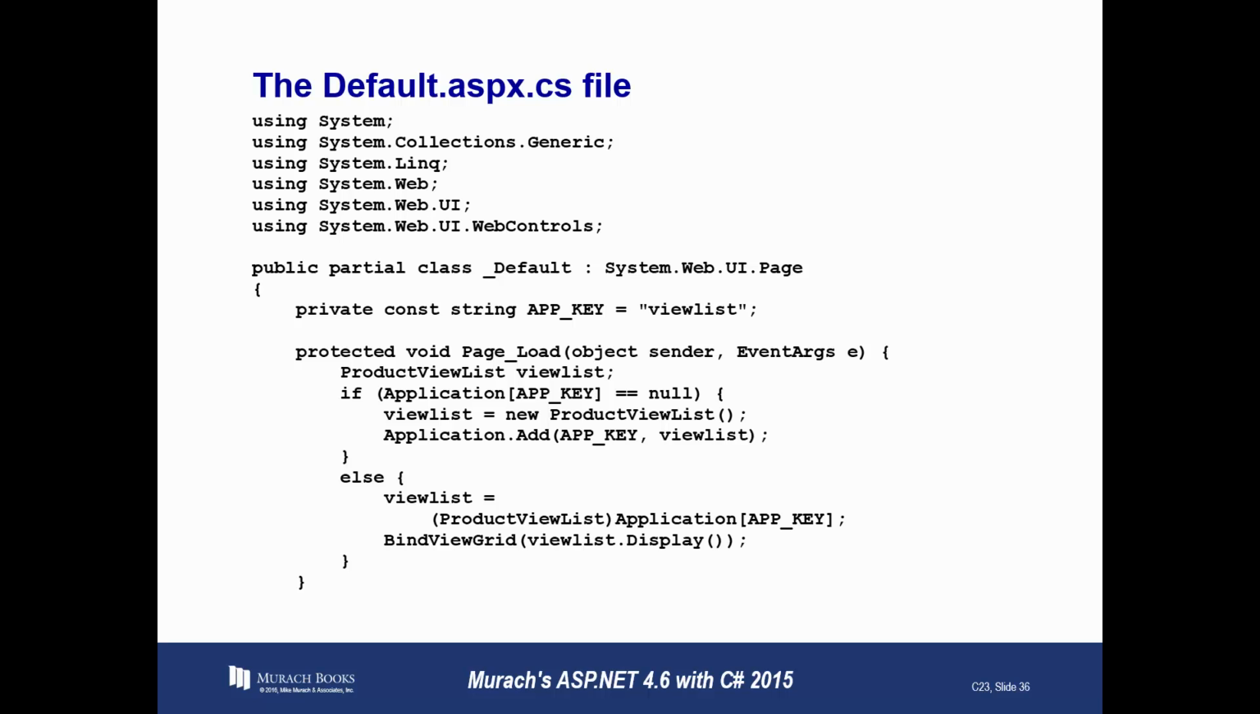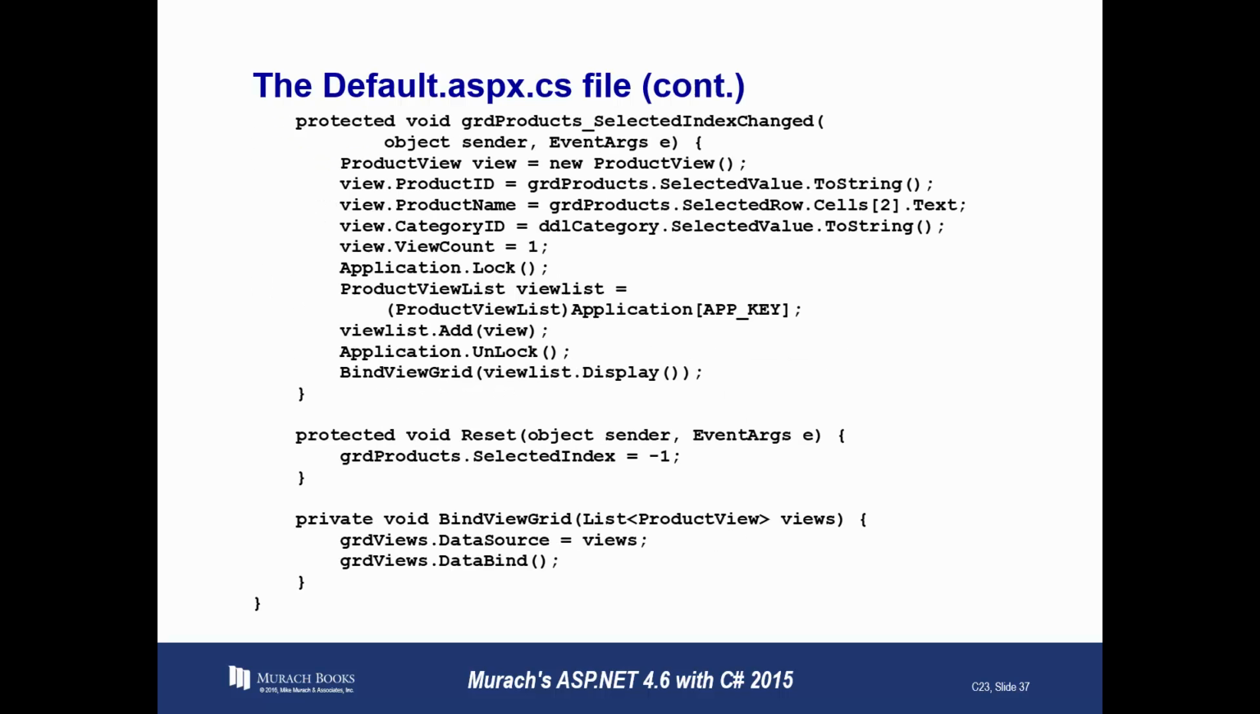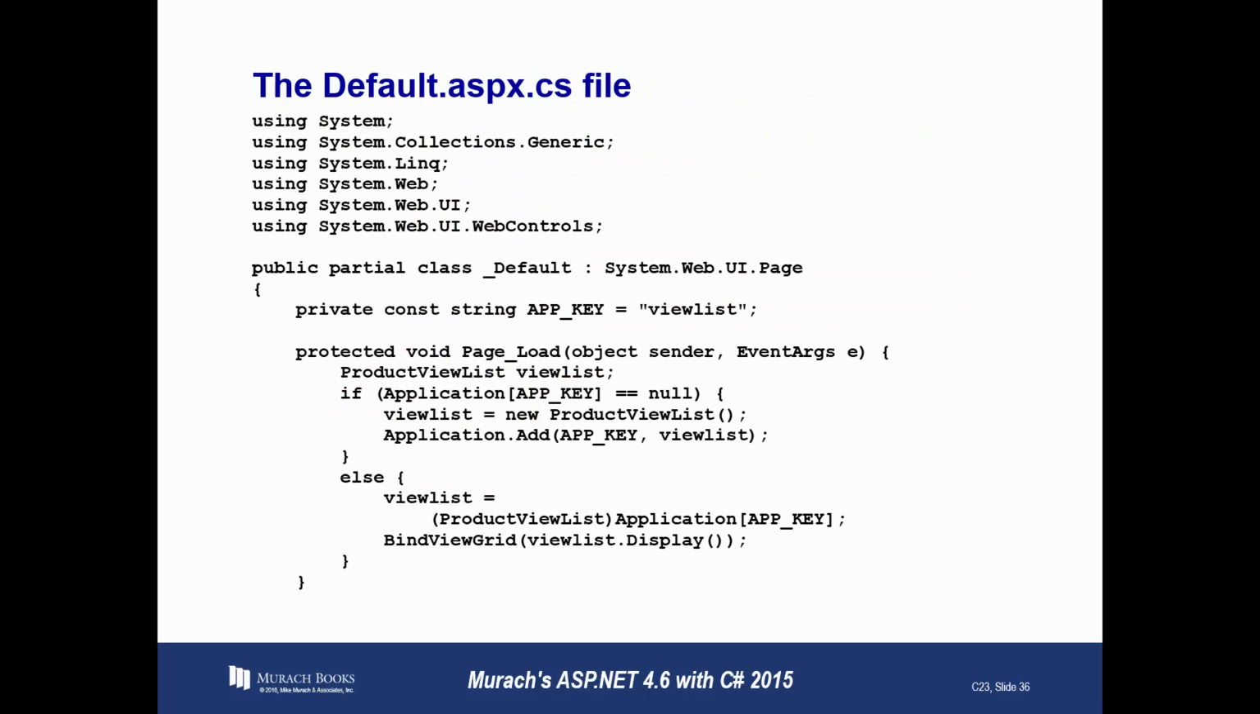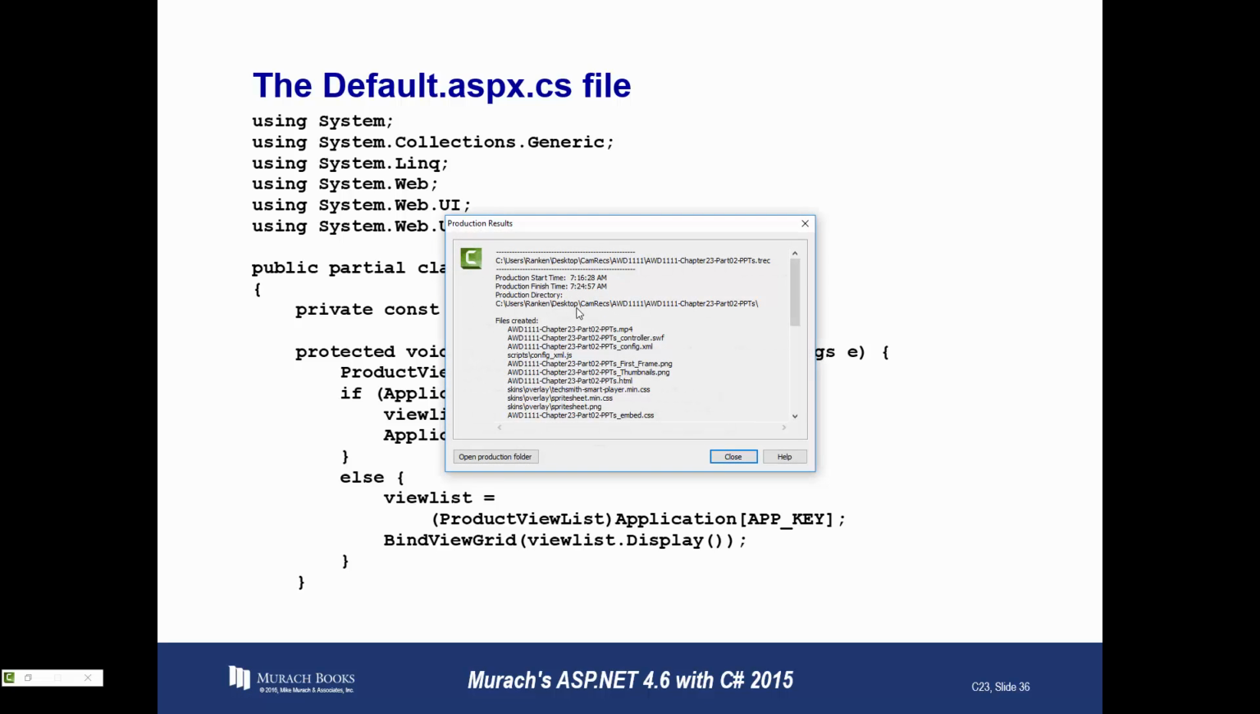Next, we've got our page load. But we've got our bind view grid that accepts a list of product objects as a parameter. This method gets the list, sets it as the data source for the grid view, displays the number of product views, and calls the grid view control's data bind method. First, we've got, again, the page load. And let me mention here, because they say it in the book on page 832, that it's a good idea to use a constant this way rather than typing out view list every time.